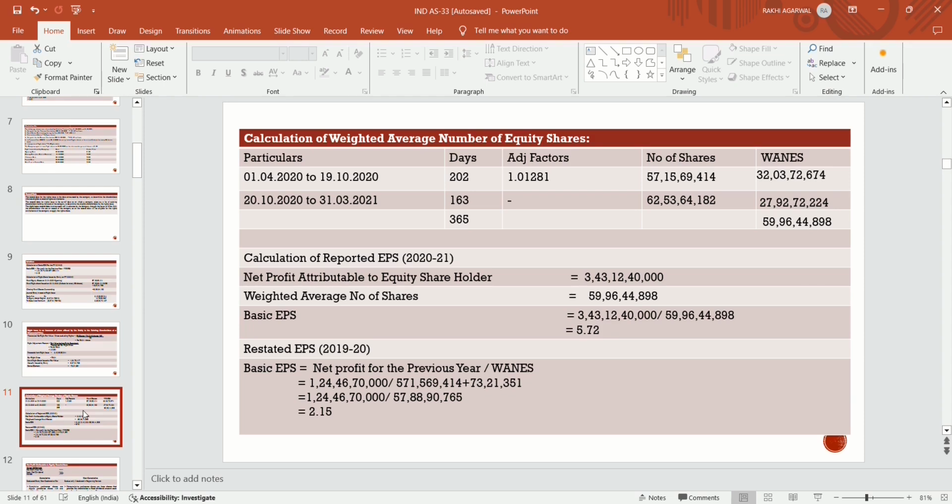Now we will restate, because in the final we have to prepare the comparative figures also. So we will restate our previous year basic EPS also. So restated EPS for the financial year 1920, because we will not give the effect of right issue, but we will give the effect of bonus component in the previous year financials. So net profit for the previous year, that is 1244.67 millions, divided by the outstanding number of shares, that is 57 crores 15,69,414 plus the bonus component which we found while calculating our right shares.